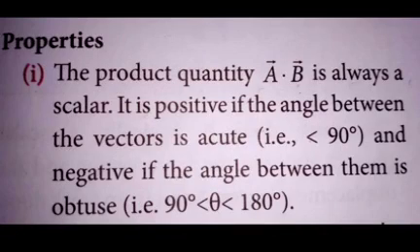Now we are going to discuss some properties of the scalar product of two vectors. Property number 1: the product, which means a vector dot b vector, always gives a scalar quantity. So on the left side we have vector quantities, and on the right side we get only a scalar quantity, which can have a positive value. Suppose the product we get is positive, it means theta is less than 90 degrees. Suppose the value is negative, it means the angle is greater than 90 degrees and less than 180 degrees.